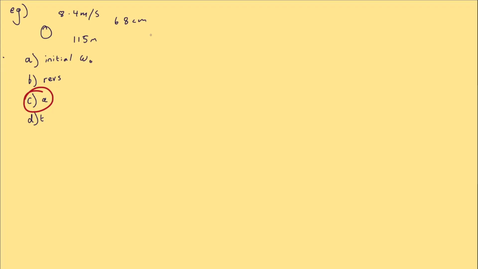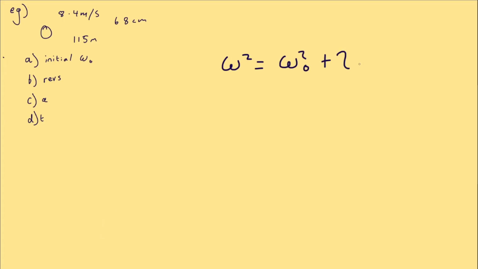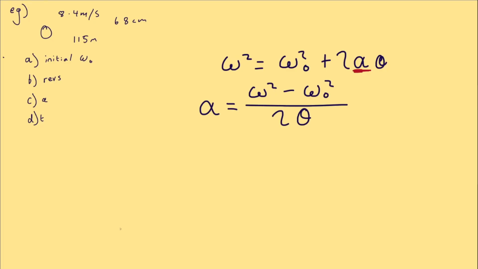Time for question C, which is the angular acceleration. This is also on the cheat sheet, but the standard formula is change in angular velocity divided by change in time. But we don't have time. And the thing is, we don't need time. If you remember from kinematic equations, there's one that looks like this. Final angular velocity squared is equal to initial angular velocity squared plus 2 times the acceleration times the displacement. And if we rearrange for acceleration, we get this formula, which is angular acceleration equals the change in velocity squared over 2 times displacement.